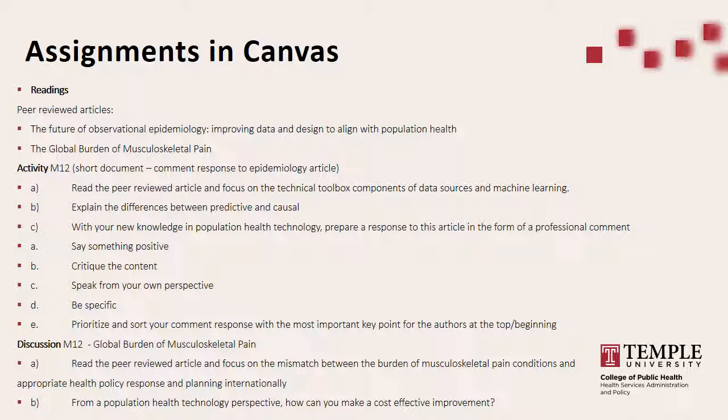Then there's also a discussion board for the global burden of musculoskeletal pain. Read the peer-reviewed article and focus on the mismatch between the burden of these pain conditions and appropriate health policy response and planning internationally. From a population health technology perspective, how can you make a cost-effective improvement?